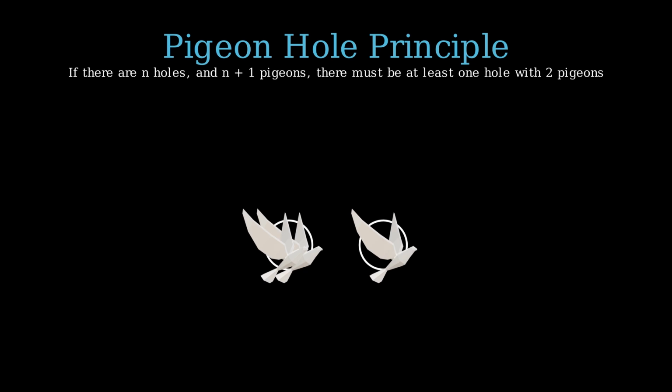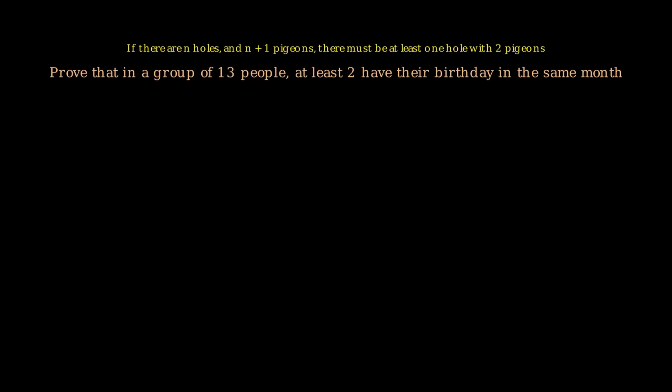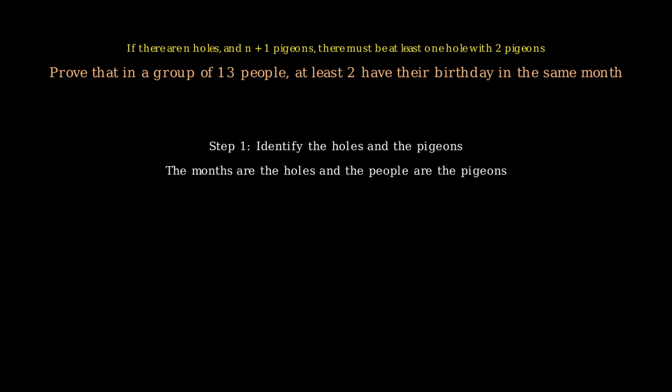Using this, let's try to answer a question. The question goes, prove that in a group of 13 people, at least 2 have their birthday in the same month. Now, the first step is to identify what the holes and what the pigeons are. Usually this is the hardest part in the question, but in this case, this is a really easy one. Here, the months are the holes and the people are the pigeons, and each person belongs to one month, just like how each pigeon belongs to one hole.